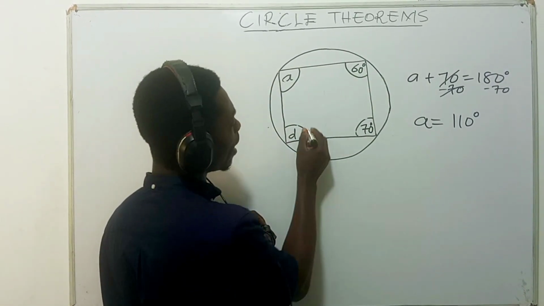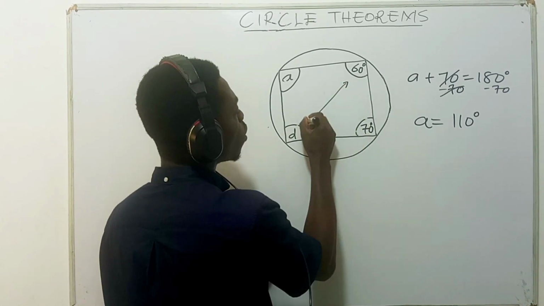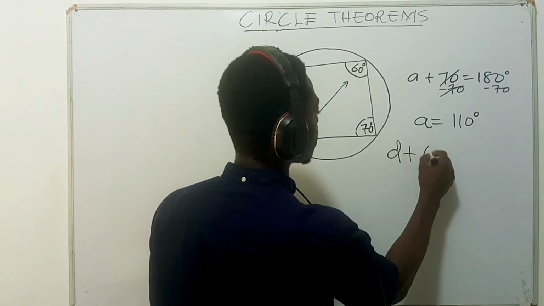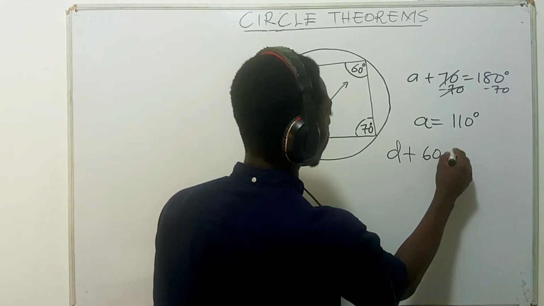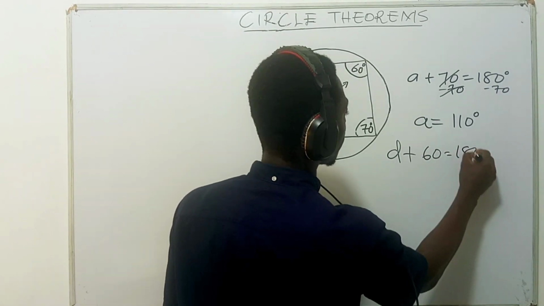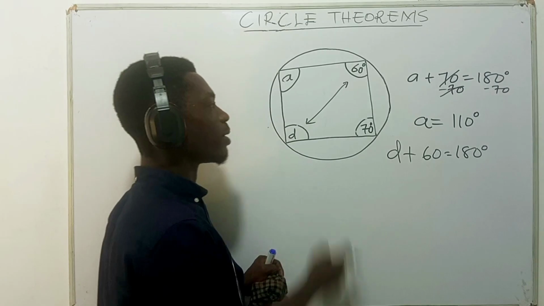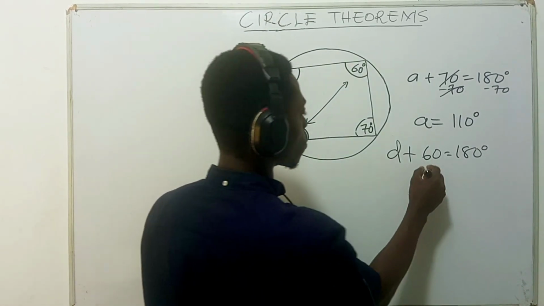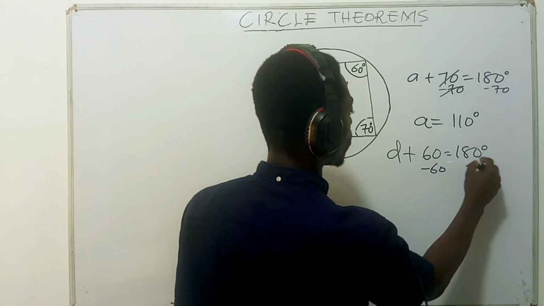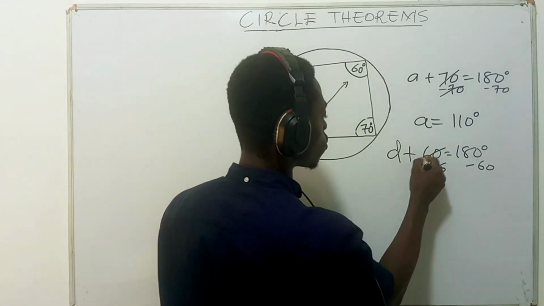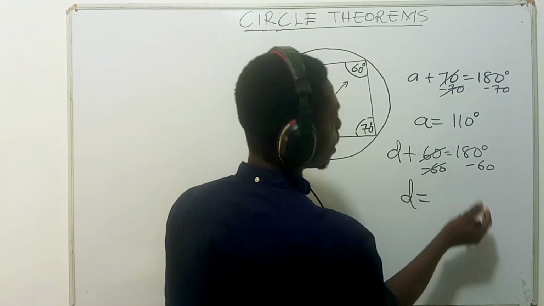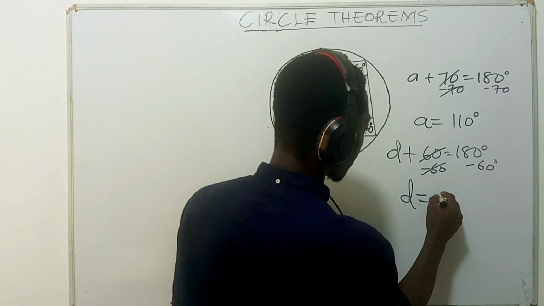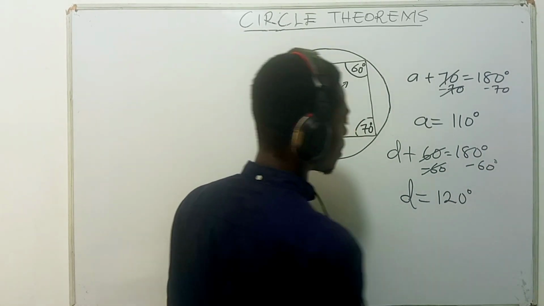Then over here, the sum of these two opposite angles are also supplementary. So D plus the 60 degrees over here should give us 180 degrees. Why? Because they are opposite to each other in this cyclic quadrilateral. So of course we subtract 60 from both sides of the equal sign. This and this will go. We have D equal to 180 minus 60 degrees. We are getting 120 degrees.